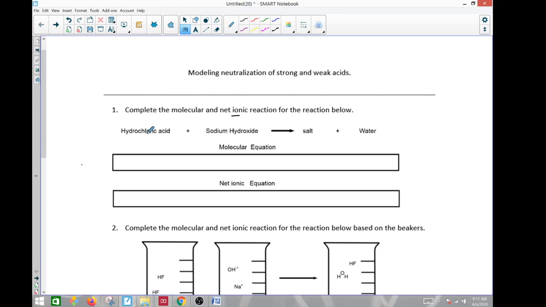All right. Hydrochloric acid. Now this is a strong acid. And sodium hydroxide, which is ionic and is therefore a strong base. We don't talk as much about the bases, but there's a strong base too, forms salt and water.